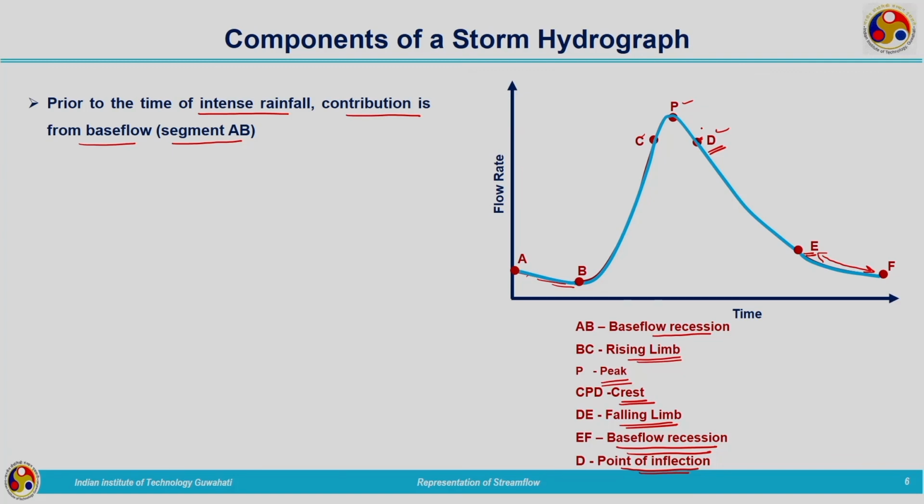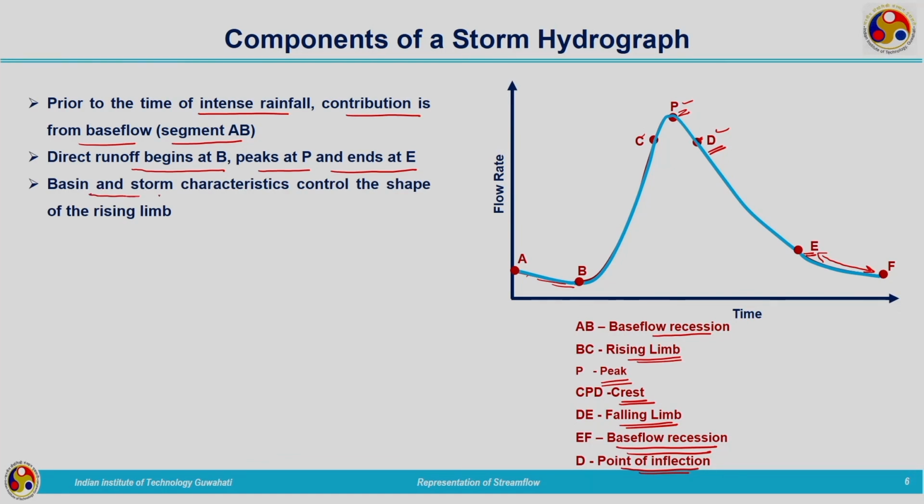After that, what will happen? Recession in the flow takes place, that is the withdrawal from the storage will be starting beyond this point D. Direct runoff begins at B, peaks at P and ends at E. So, you can see BPE, the direct runoff is from B to E. The peak is occurring at the point P. So, depending on the characteristics of the catchment, we may have a sharp peak or flat peak.